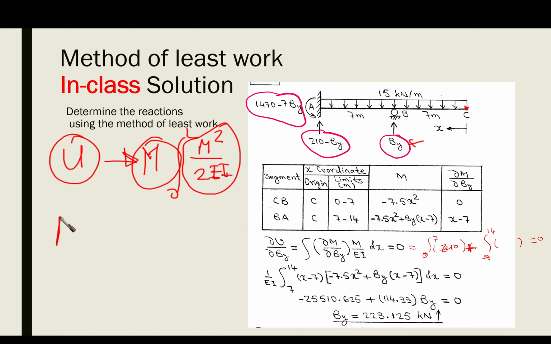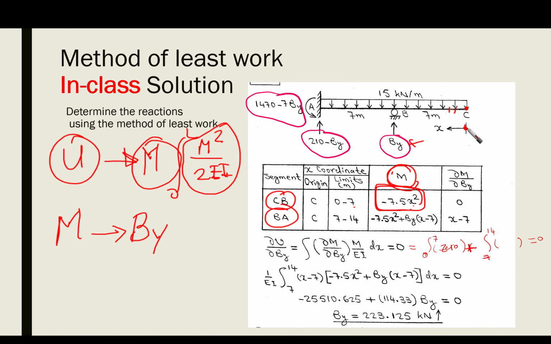Now the second step is what is M as a function of our main redundant, which is By, and this is what we have done here. So the equation here is given for us. This is the M here. We have 2 spans, so we make a small table for 2 spans, CB and BA. We put the x coordinate as the origin is C, from 0 to 7 for CB, and from 7 to 14 for BA. The moment here is the moment used for expressing By, for member CB.